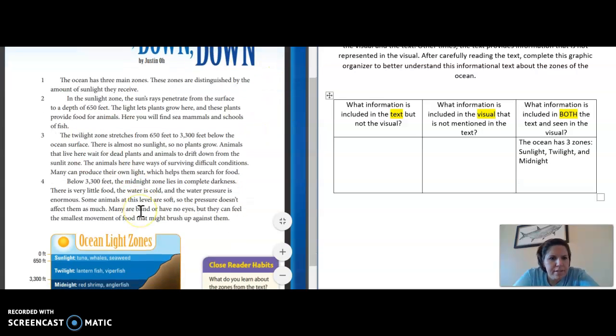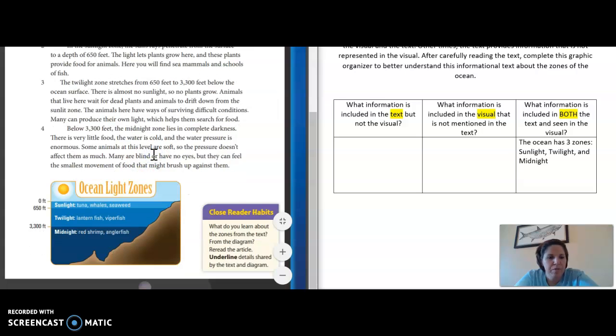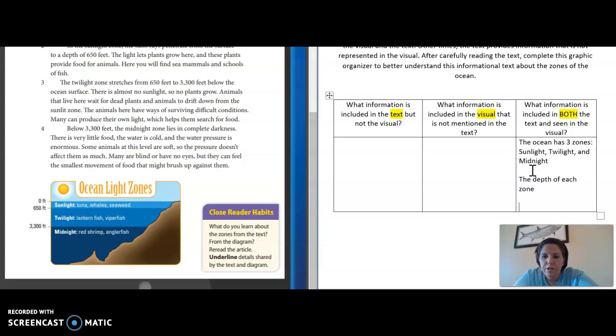Now, something else that I noticed as I continued reading is that I see numbers. Those kind of jumped off the page at me, right? 650 feet, from 650 feet to 3,300, and then below 3,300 feet, the midnight zone. And I saw those numbers right here. So that's another piece of information that was included in both the visual and the text: the depth of each zone. Your responses on your graphic organizer might be a little different. Maybe you went into detail and wrote the exact numbers that were there. Just for the sake of time in this video, I'm going to summarize that as the depth of each zone.